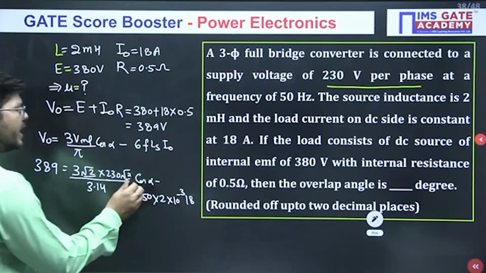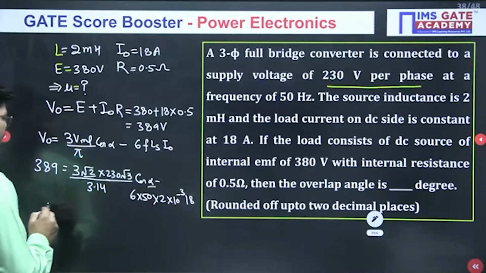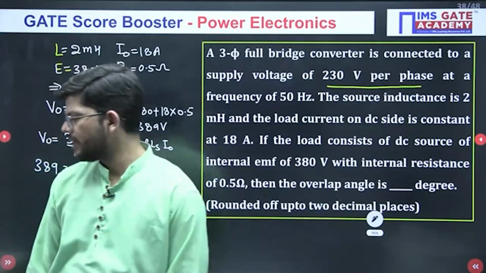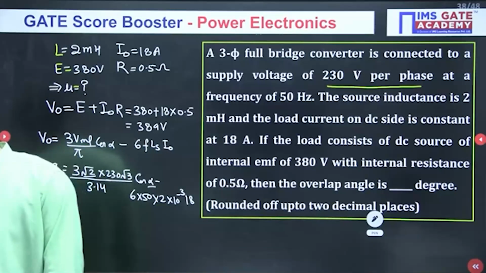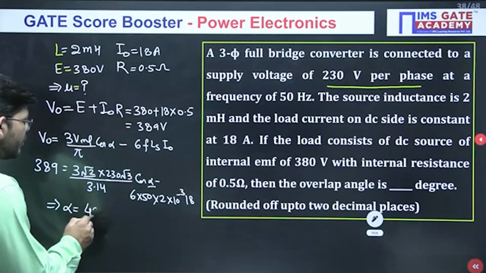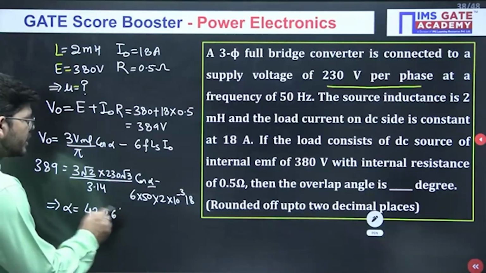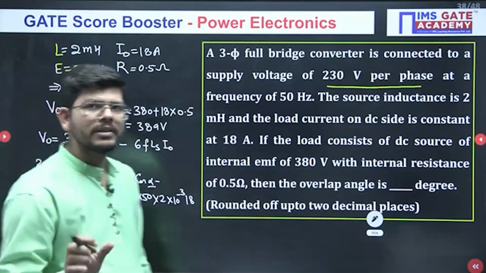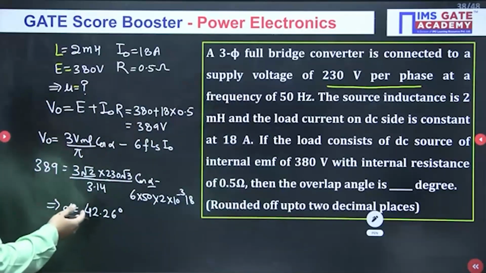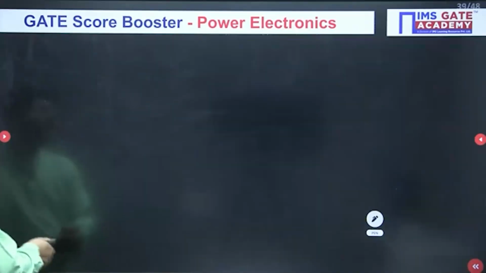So you can see the only unknown quantity here is alpha. So when you solve this equation, you will get the value of alpha, which will be equal to 42.26. Okay. Alpha value will be 42.26 degrees. So now we have with us the value of alpha. Okay. And this is how you have to do it. Okay. Again, see, just the same analysis we are doing.